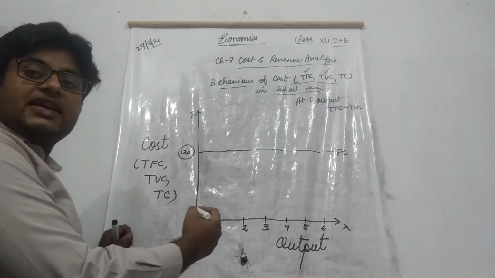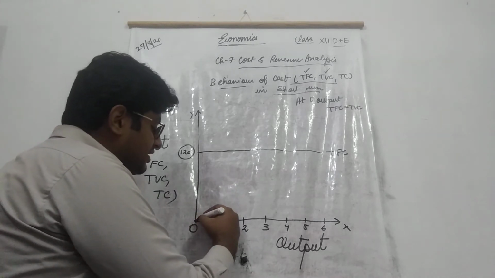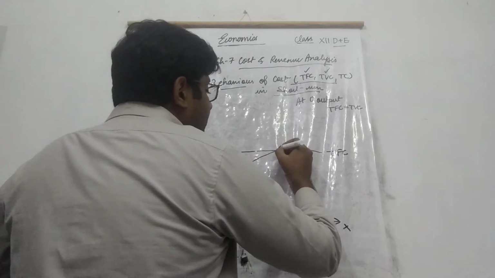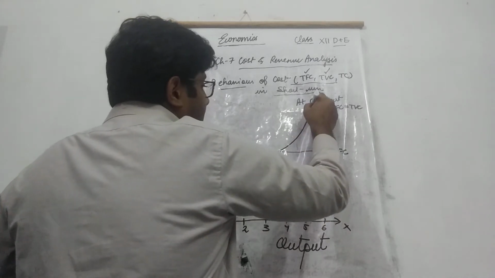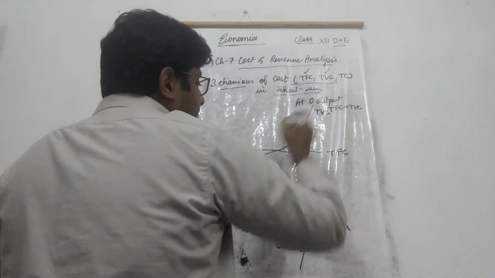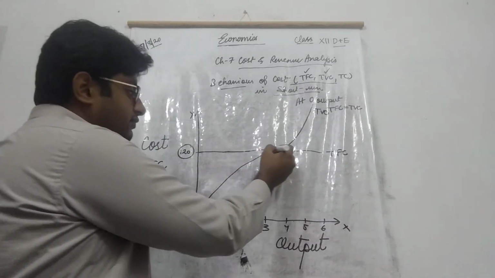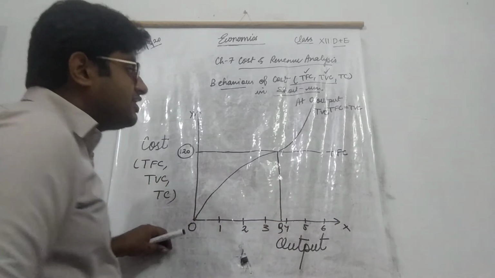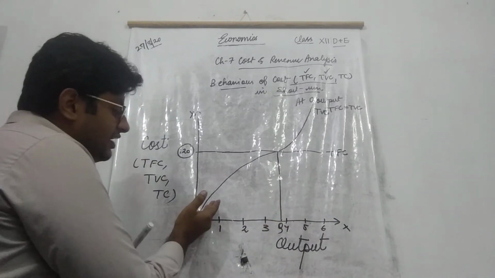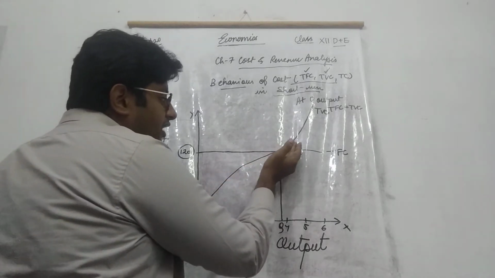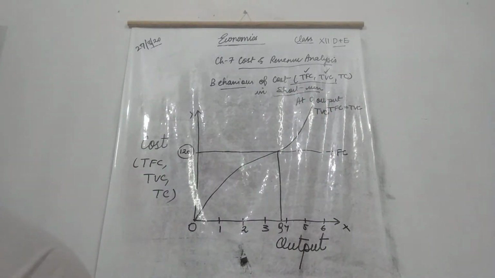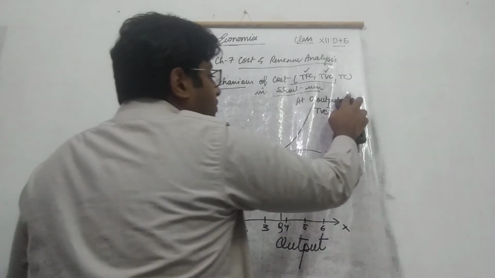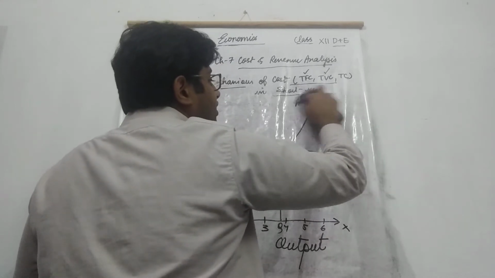And what will be its shape? It will increase at a decreasing rate first, and then it will start increasing at an increasing rate. This is my total variable cost. It increases at a decreasing rate first, and then it starts increasing at an increasing rate. We will discuss the reason behind such a slope, but first we will draw the total cost.